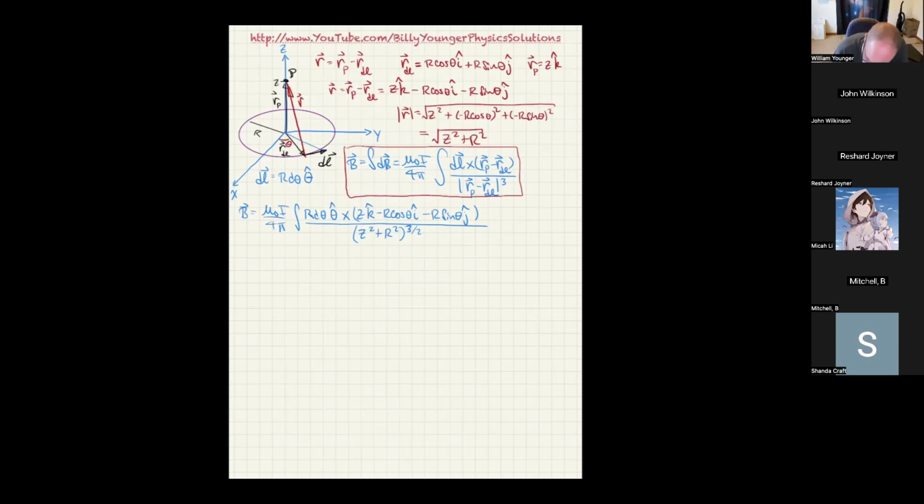So I can write over here, theta hat cross k hat is equal to r hat. And r hat is actually cosine theta i hat plus sine theta j hat, which I can derive for you as well. But that's actually what it turns out to be.